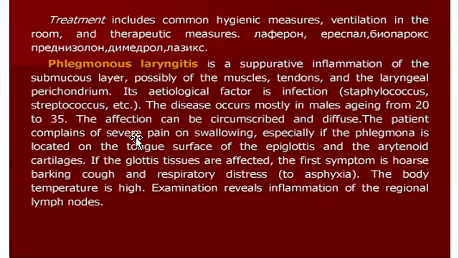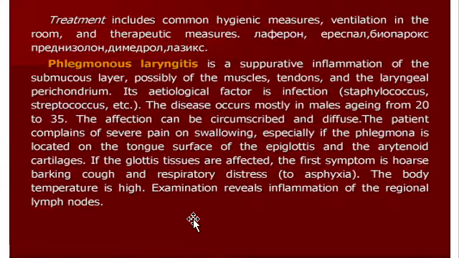What is phlegmonous laryngitis? It's a suppurative inflammation of the mucous layers, possibly of the mucous glands and the laryngeal perichondrium, and its etiological factor is infection. The disease occurs mostly in males aged 20 to 35. The infection can be circumscribed or diffuse. The patient complains of severe pain on swallowing, especially if the phlegmona is located on the tongue surface of the epiglottis and the arytenoid cartilage.